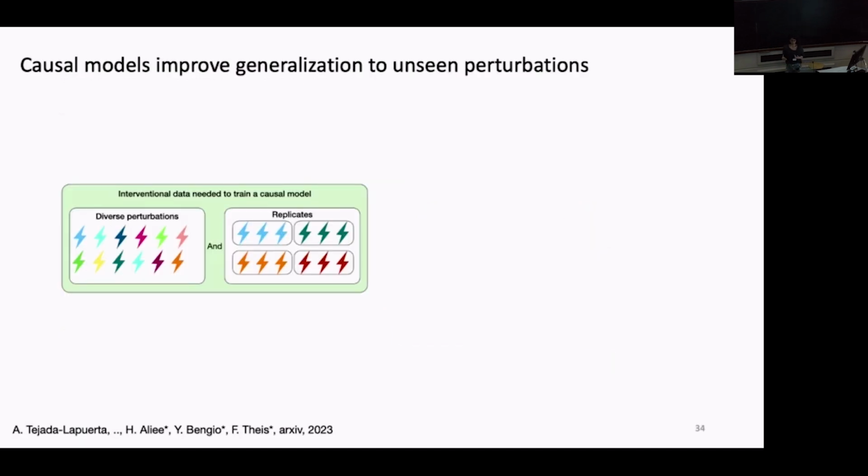So to train this type of causal model, of course, we need two different types of interventional data. First of all, we need to have enough different perturbations. For example, these perturbations are biological variations. And also we need different replicas. Replicas are important because they model the noise or the batch effect in the data. So from each experiment, when we have multiple replicas, the model can learn the noise model to separate it. So this is the type of data that we often need for training these causal models.